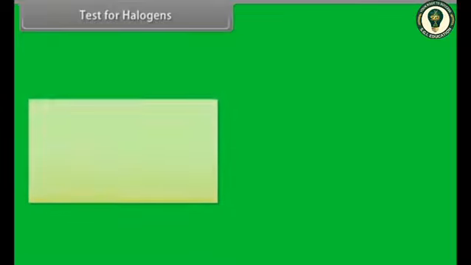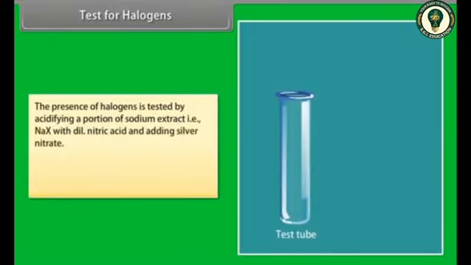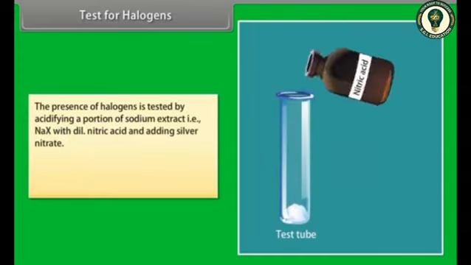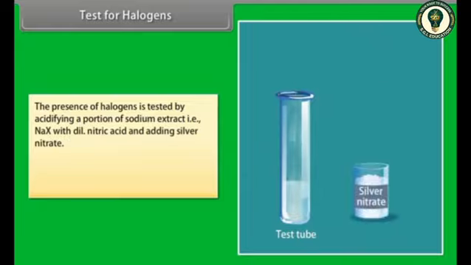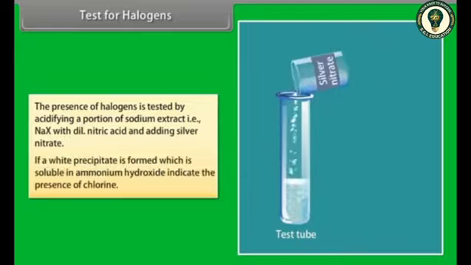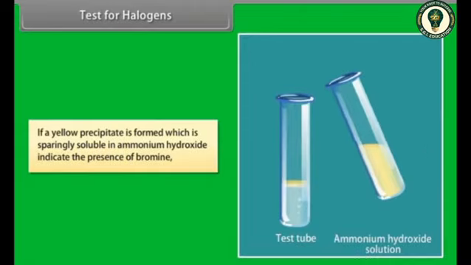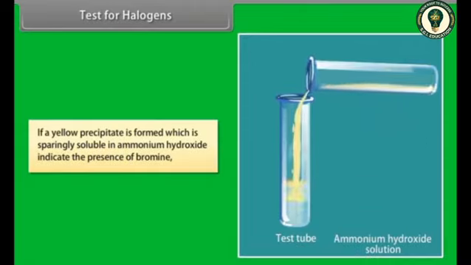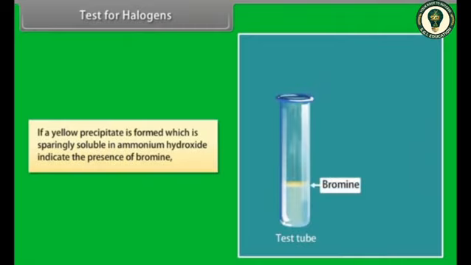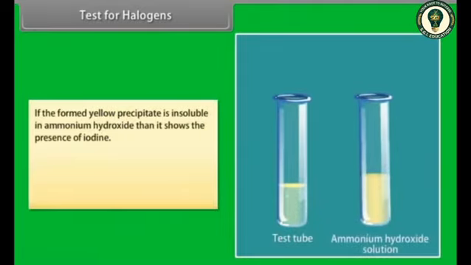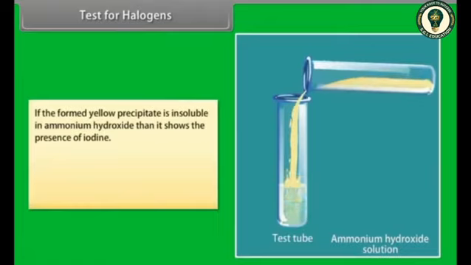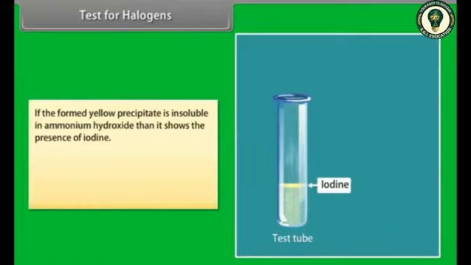Test for halogens. The presence of halogens is tested by acidifying a portion of sodium extract, that is NaX, with dilute nitric acid and adding silver nitrate. If a white precipitate is formed, which is soluble in ammonium hydroxide, it indicates the presence of chlorine. If a yellow precipitate is formed, which is sparingly soluble in ammonium hydroxide, it indicates the presence of bromine. If the formed yellow precipitate is insoluble in ammonium hydroxide, then it shows the presence of iodine.